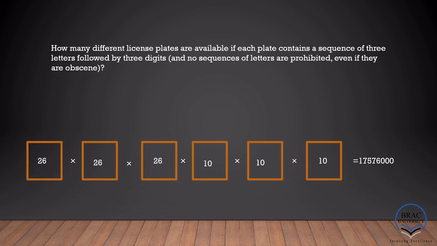So for the first three places we are picking letters, and we have 26 different letters. We are picking one letter, and the ways we can pick are 26C1. For the latter three we are picking digits out of 10 digits. That is why the ways we can pick the digit is 10C1. So we can see 26C1 times 26C1 times 26C1 times 10C1 times 10C1 times 10C1. So we are getting this big number.